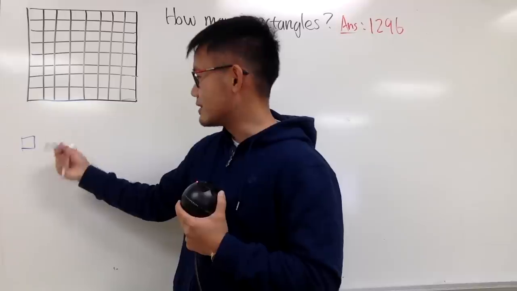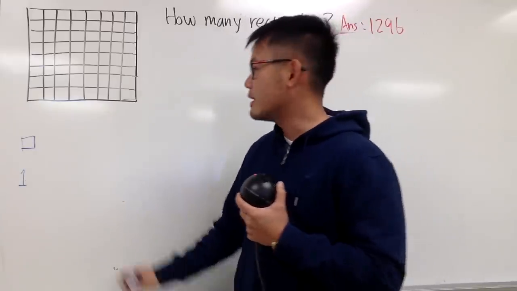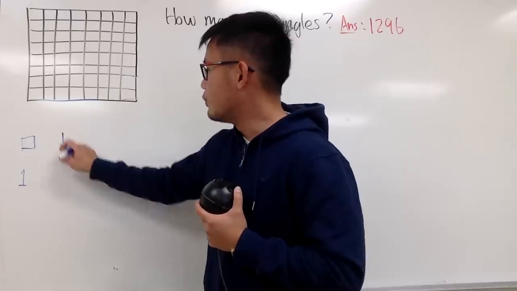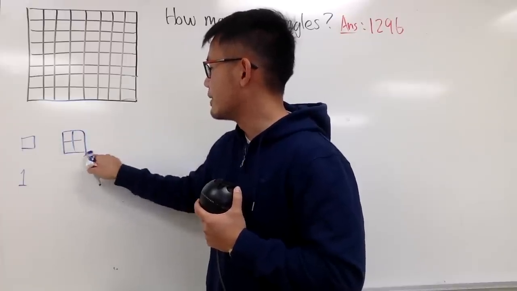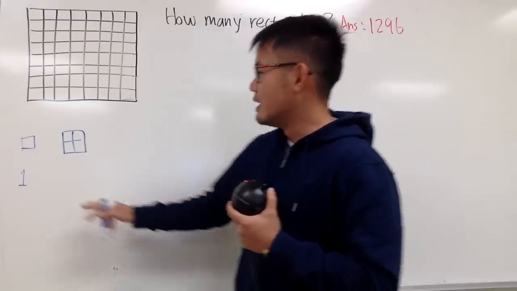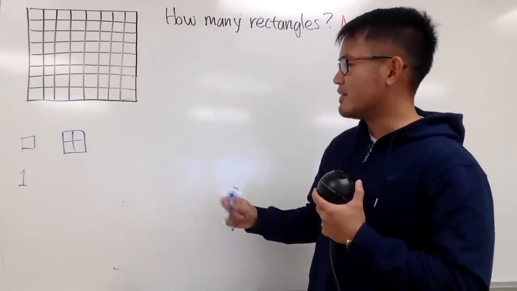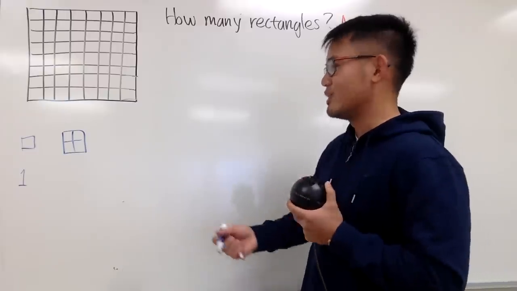Of course, you can just count this easily. We have one rectangle right here, right? And now, what if we have a 2 by 2 situation? So you consider some smaller situations, and hopefully there's a pattern for the answer that you can figure out. If that's the case, that would be so wonderful, isn't it?